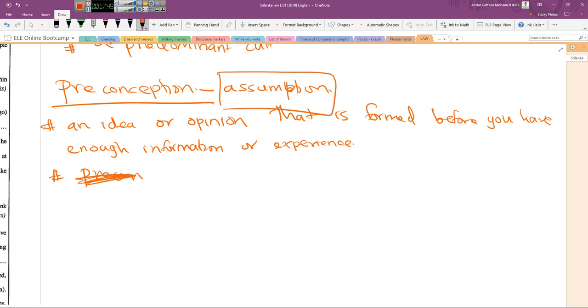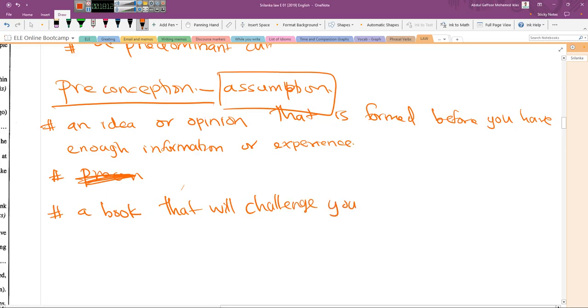A book that will change your preconceptions about rural life, right? So now this is an example sentence. A book that will challenge your preconception about rural life.